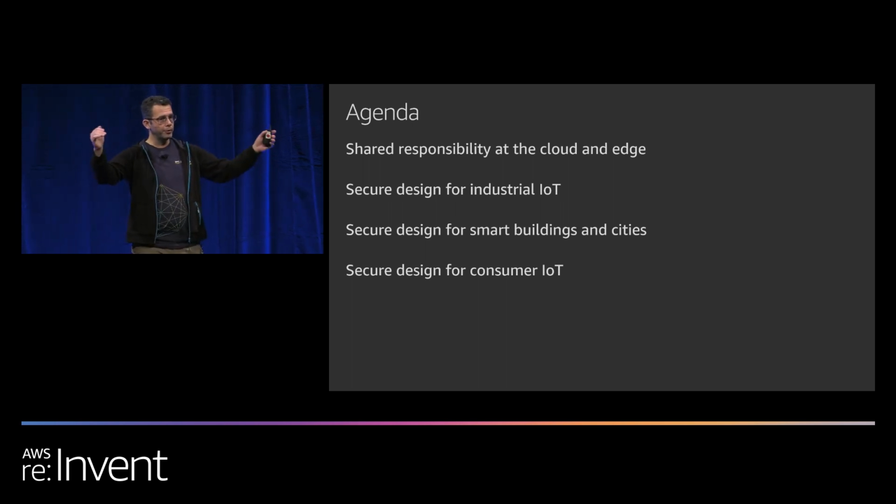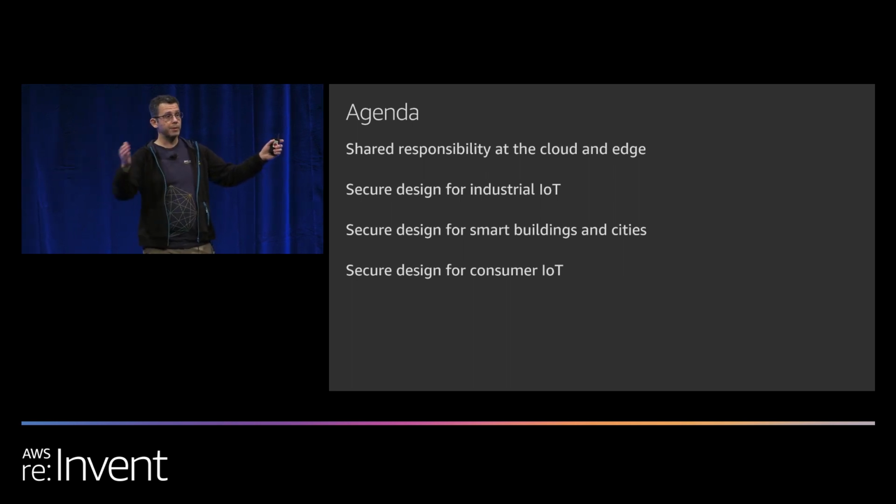Then what we're going to do is go through 3 use cases. They're going to be broken down by verticals. One is going to be an industrial IoT case. Another is going to be a connected building case. And the last one is for connected home. So they all have their different flavors, their different peculiarities.